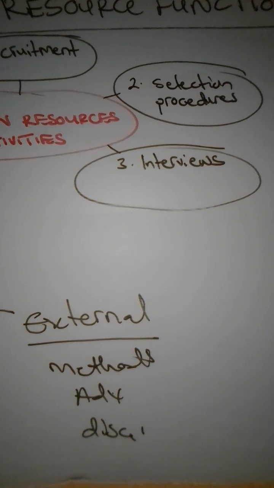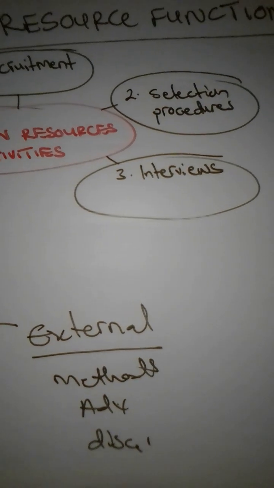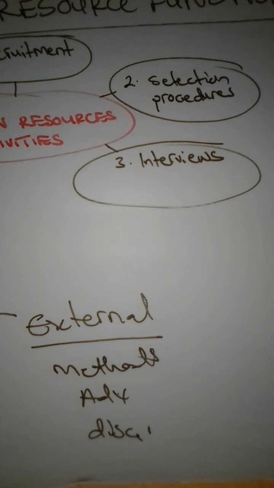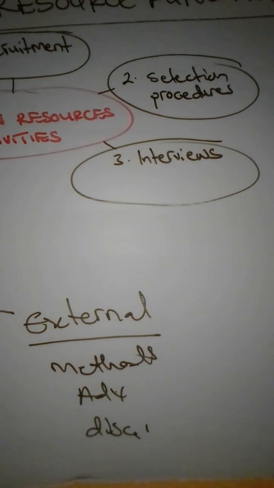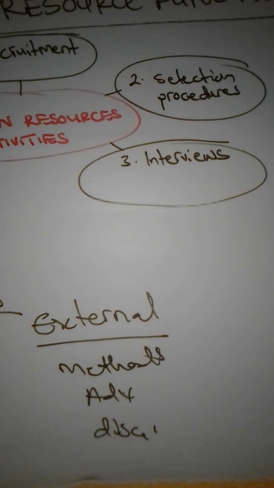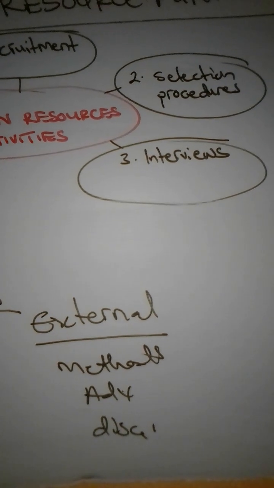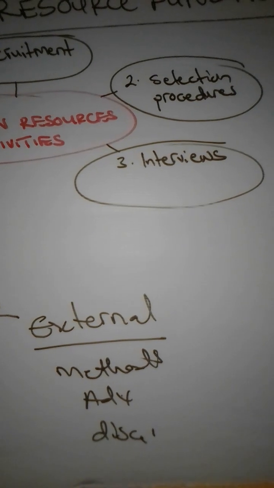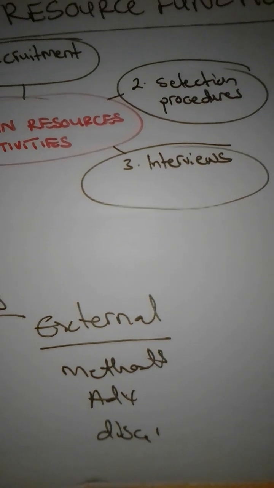The methods: job advertisement in newspapers and on websites, the use of recruitment agencies, campus recruitment being done at tertiary institutions, maybe University of Johannesburg, Mpumalanga University, Tshwane University of Technology. Okay, those are some of the examples of the campus recruitment that can take place.